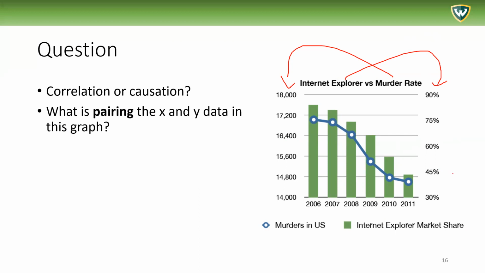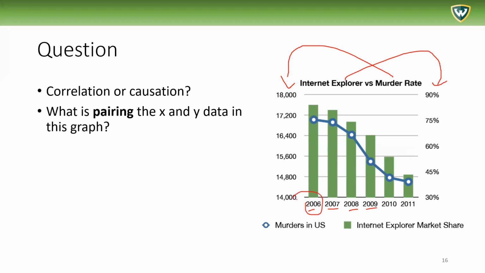Well, what is pairing them is the year itself. So in 2006, Internet Explorer market share was this, and murder rate was this. It's around 17,000, and market share was around here, 85%. Okay, and this other year, these measures were this, and in 2000, this other year, the measurements were this.